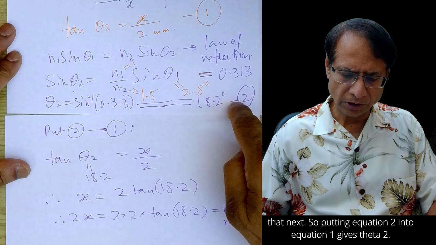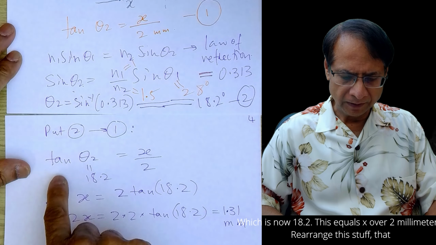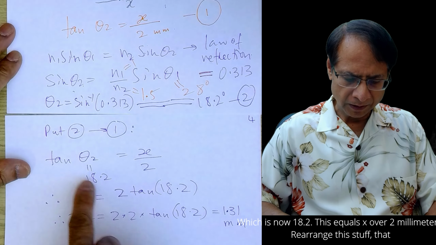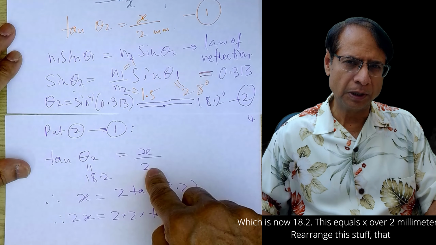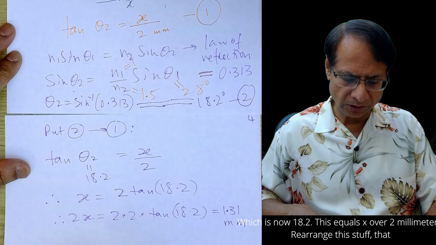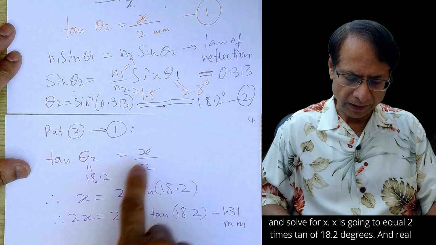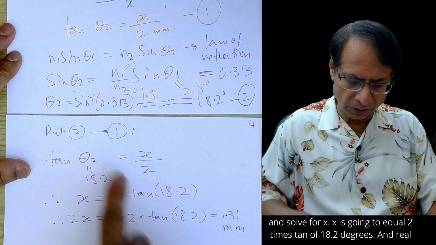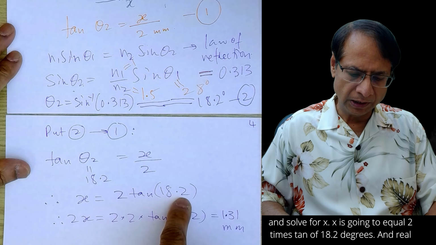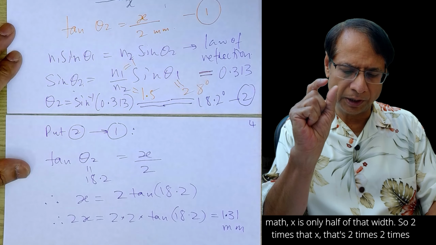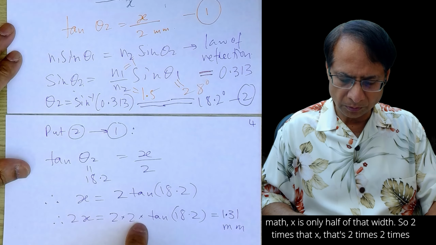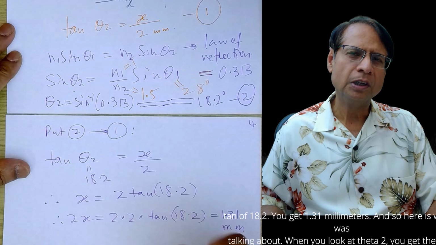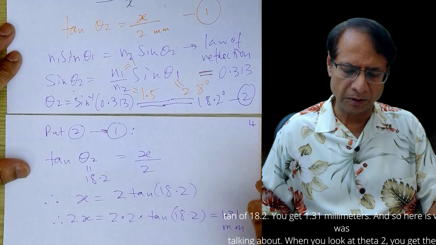So putting equation 2 into equation 1 gives you tan theta 2, which is now 18.2, equals x over 2 millimeters. Rearrange this and solve for x. X is going to equal 2 times tan of 18.2 degrees. And remember, x is only half of that width. So 2 times that x, that's 2 times 2 times tan of 18.2, you get 1.31 millimeters.